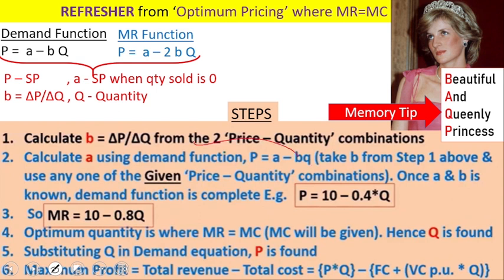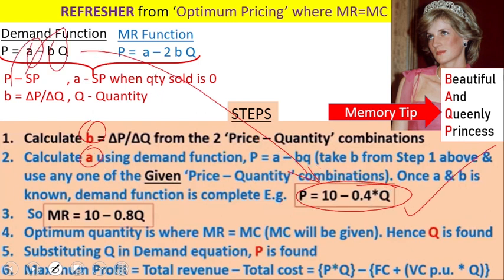So here B is already known from step 1. And I said that in the question, there will be two price quantity combinations given. From these two price quantity combinations, you can take any one of them. So you will get P and Q from the price quantity combination. So the only unknown will be A. So we can find out A. So once we know B and A, it is very easy to complete the demand function because the demand function is P is equal to A minus BQ.